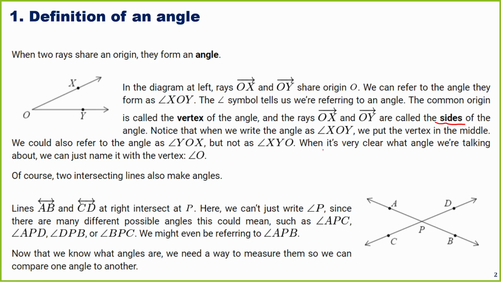Notice that when we write angles as angle XOY, we put the vertex in the middle. We could also refer to the angle as YOX. The order of the two points X and Y does not matter, but not as XYO. And if it's not ambiguous, you could also say angle O, because at this point here, it has only one angle here, right?